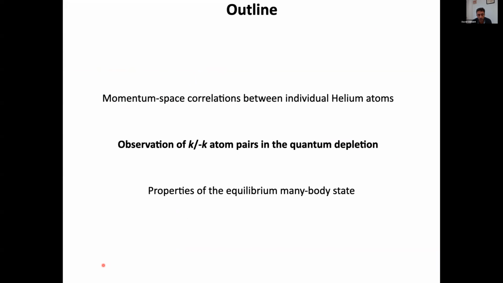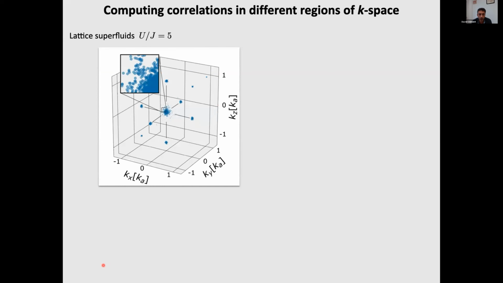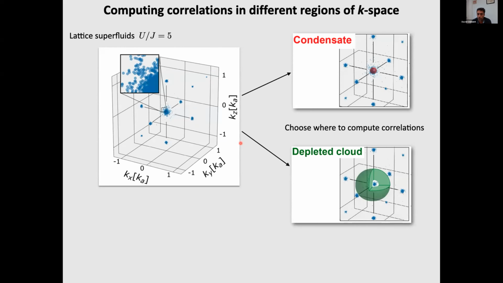So let me now report some observation of those pairs. I will be presenting experiments which are conducted deep in the superfluid regime, so U over J is 5. Here you have an example of a momentum distribution in 3D. Each tiny blue dot, which is zoomed here, is a single atom. You see that it's a superfluid because we have the famous diffraction peaks. And what our three-dimensional detection also allows us to do is to separate the condensate, which corresponds to one of those peaks, from the depletion.